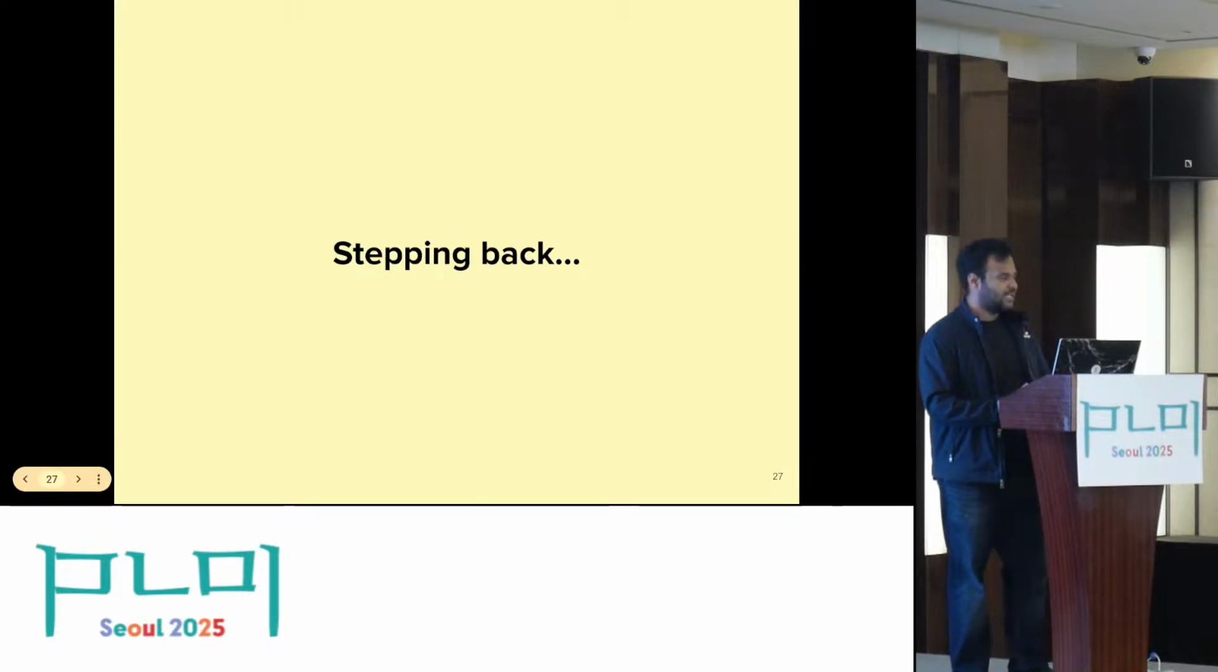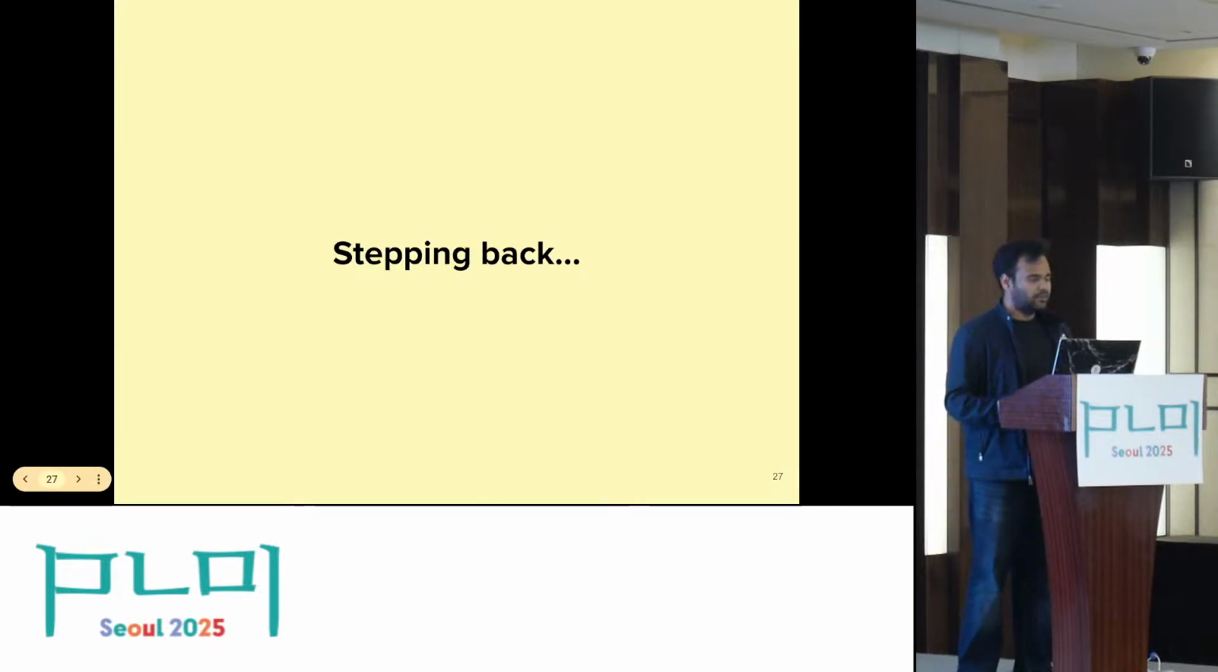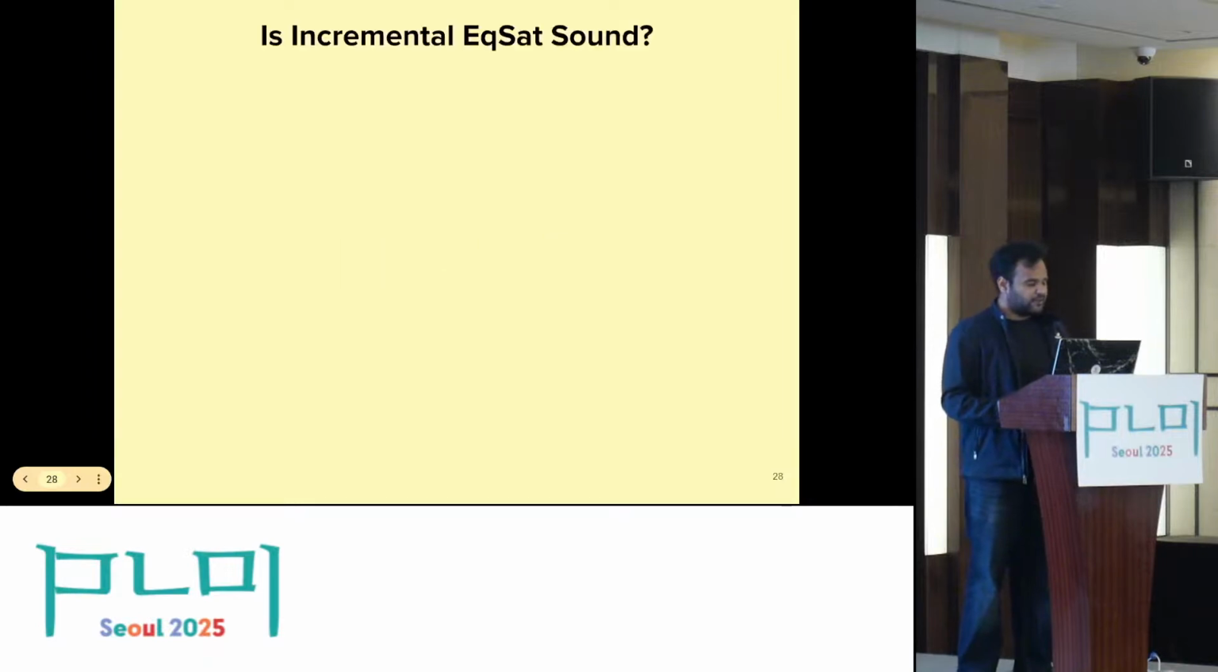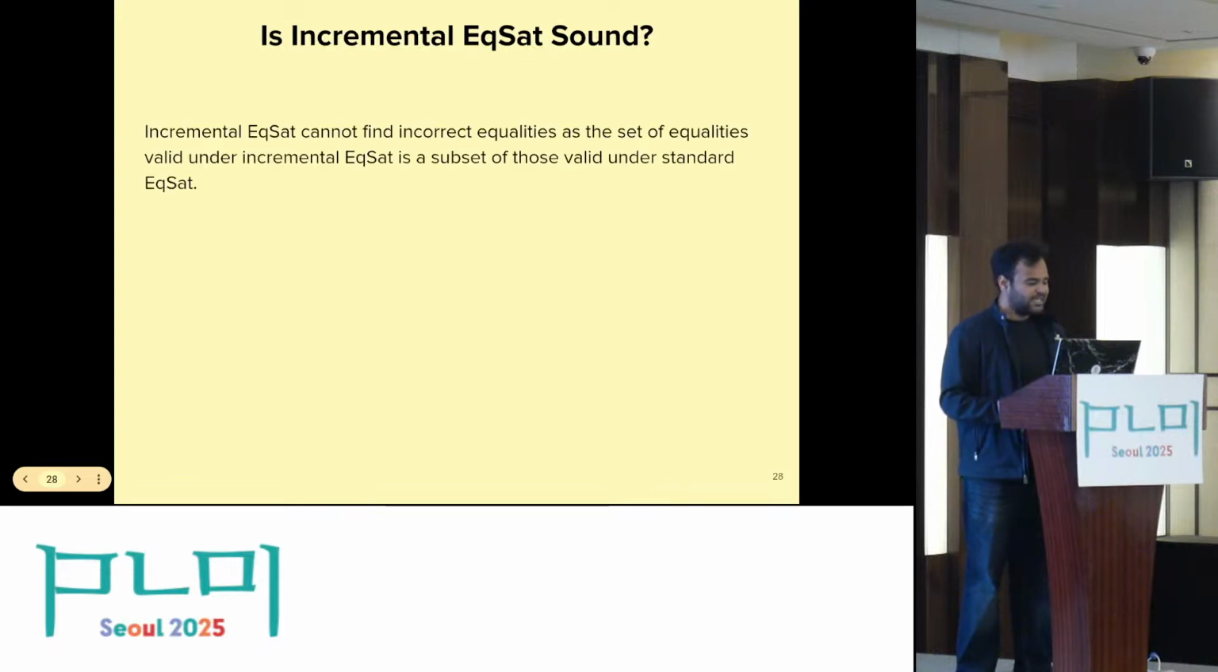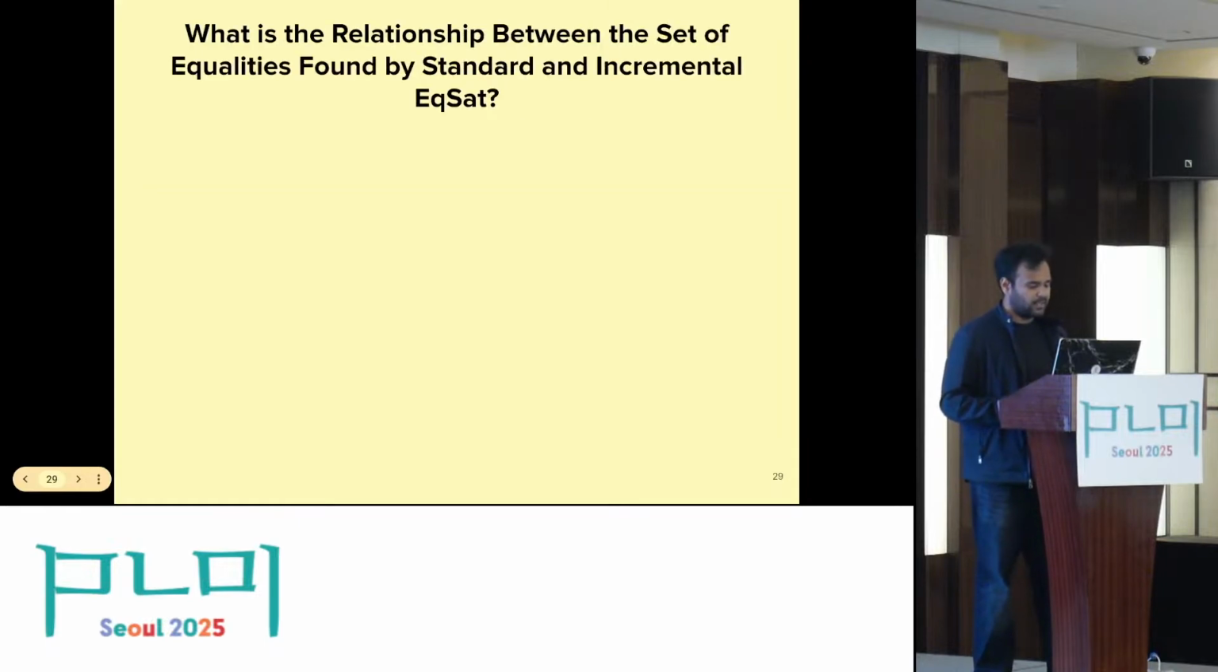Okay, now I'd like to step back and discuss some higher level properties of this algorithm. First, is incremental EGSAT even sound? Well, incremental EGSAT cannot find incorrect equalities, as the set of equalities valid under incremental EGSAT is just a subset of those valid under standard EGSAT at any point.